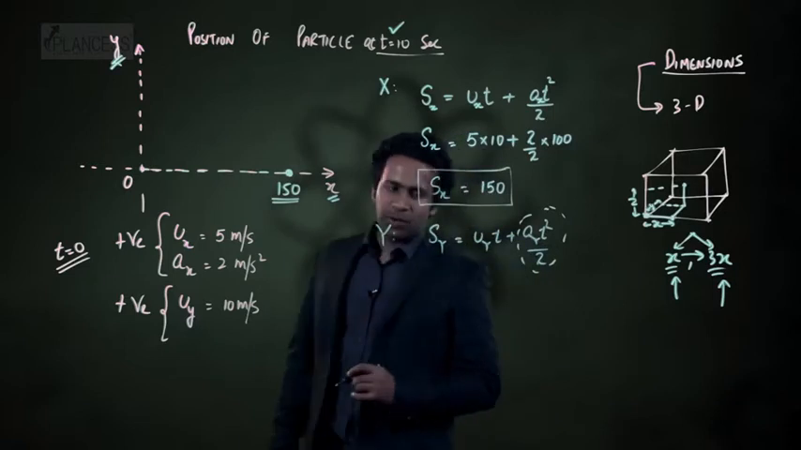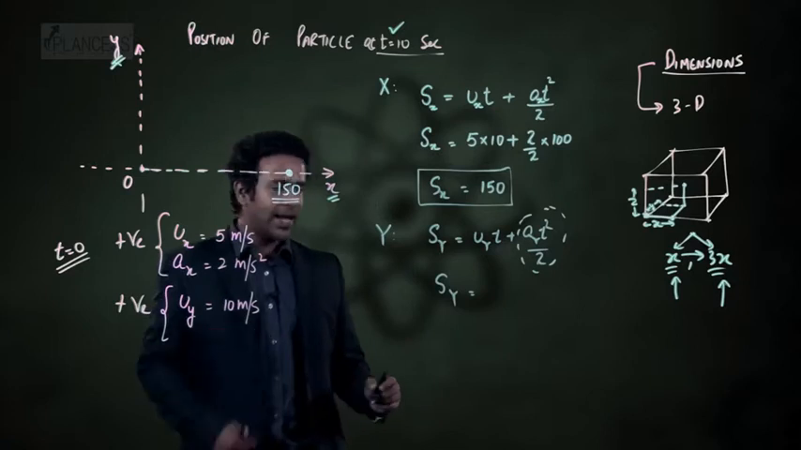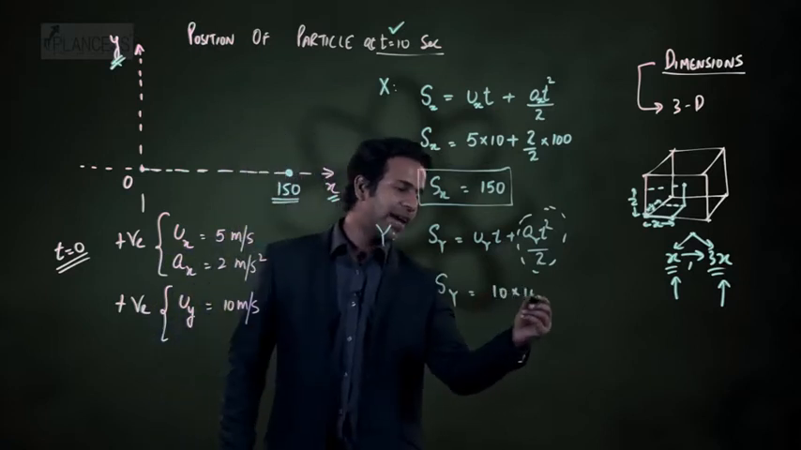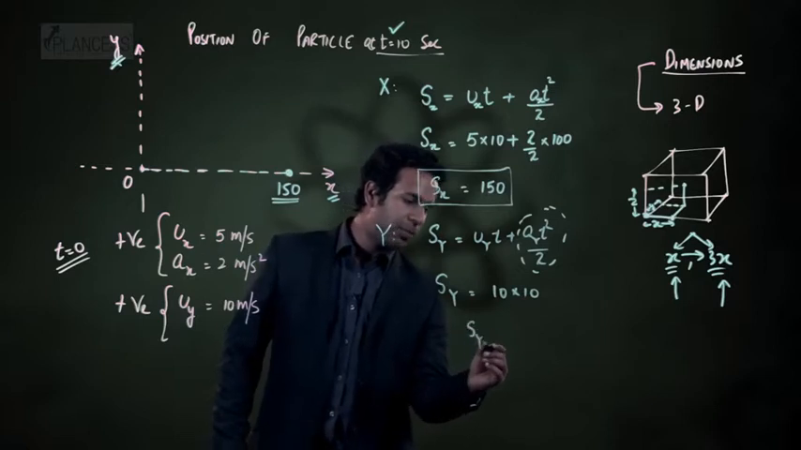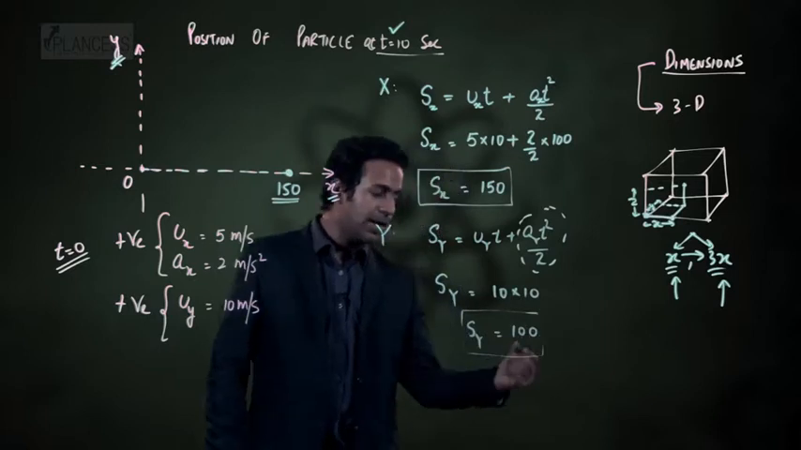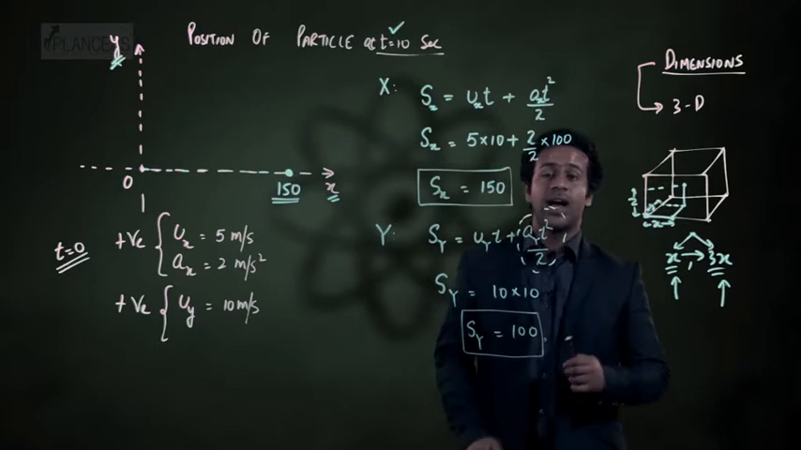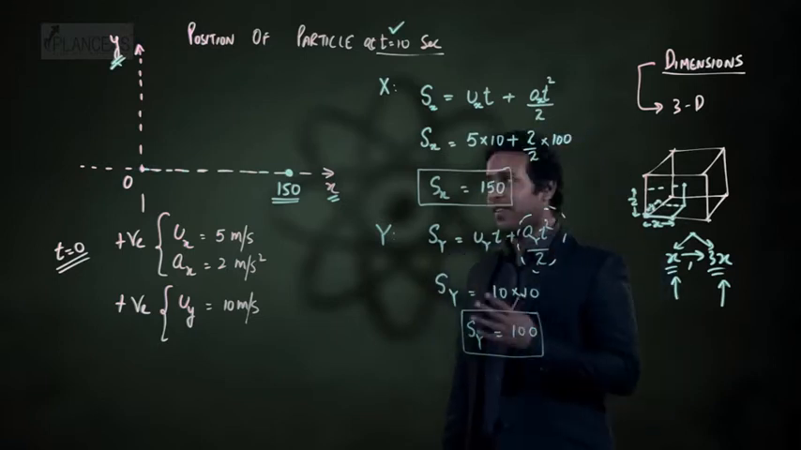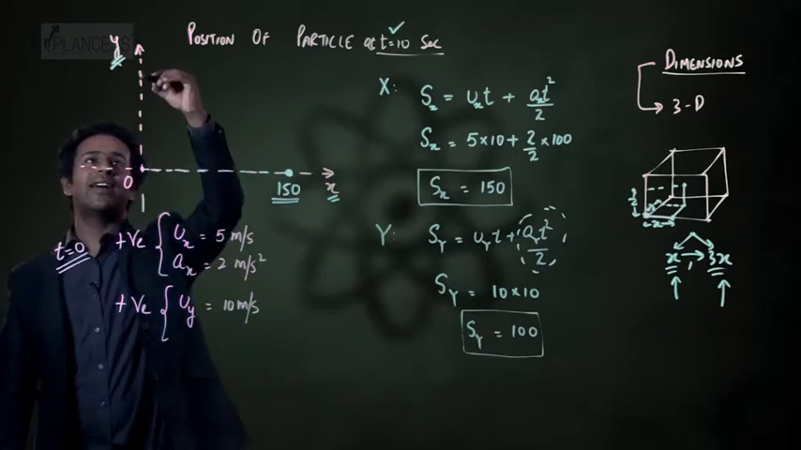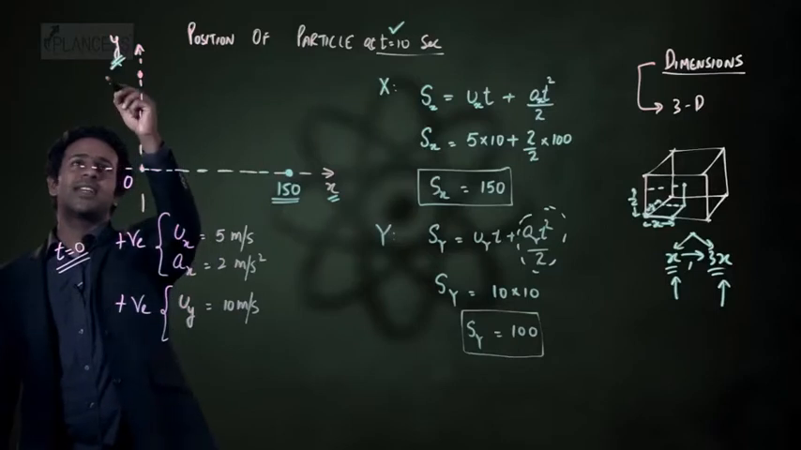Substituting the remaining values, you see that s_y is equal to 10, which is the speed, into the time, which is 10 again. So s_y, displacement along y, is 100. So once again, this tells us that the particle has moved 100 units along the y-axis. So let's again locate the point. As you move 100 along y, you'll get a point somewhere there. So this is 100.